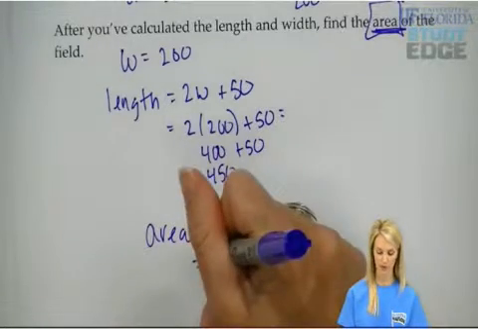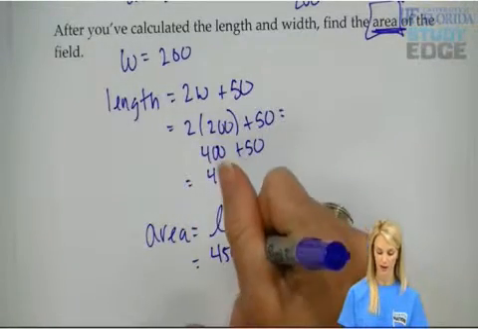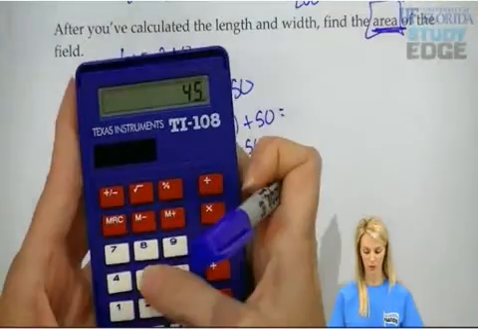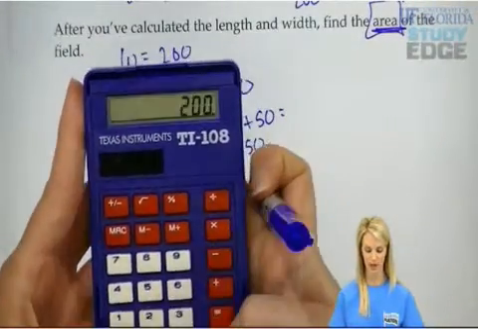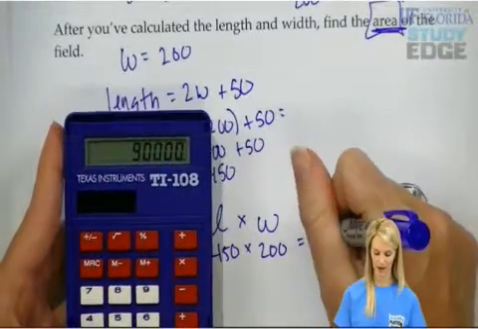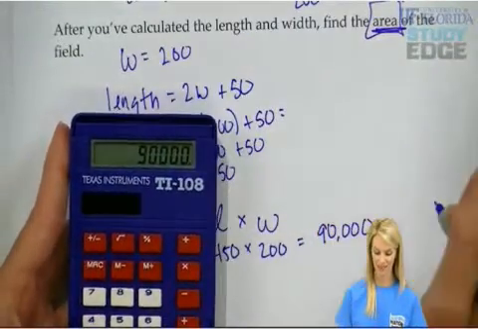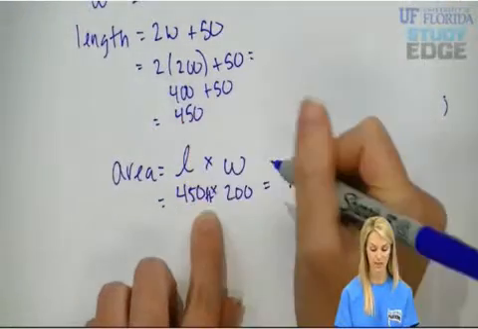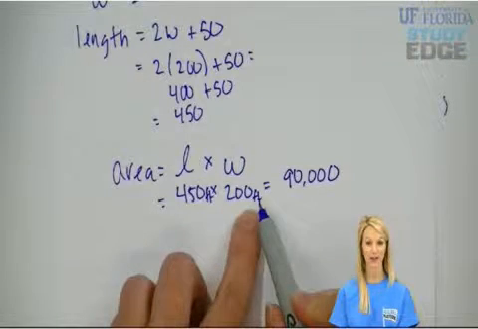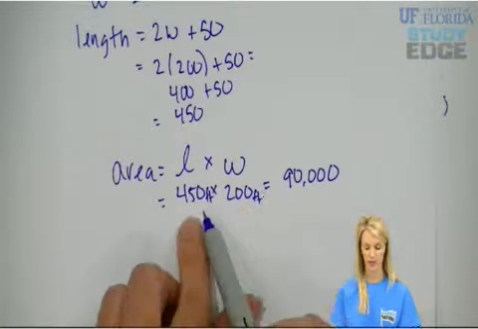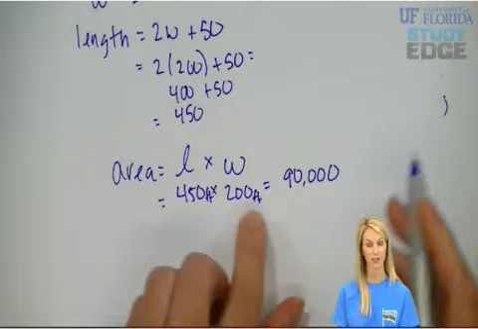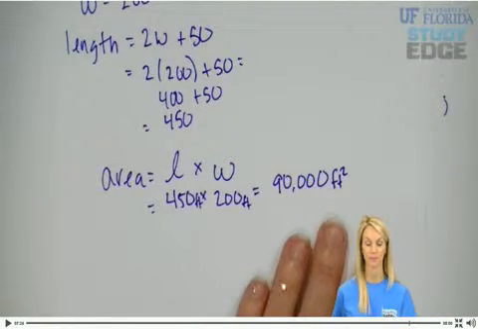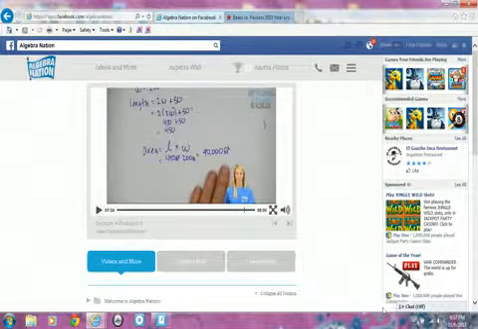Well, our length was 450. Our width was 200. So what do we get? 450 times 200. We end up with an area of 90,000 square feet, right? So we have 450 feet for the length and 200 feet for the width, which gives us 90,000 square feet. That's all, folks.